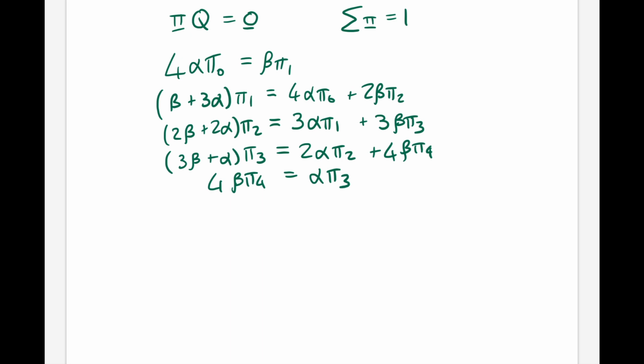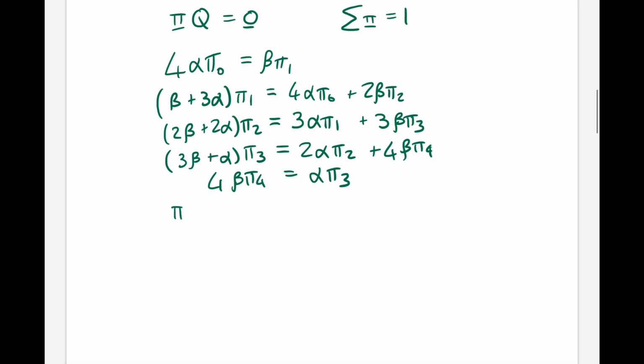We also want to remember that pi 0 plus pi 1 plus pi 2 plus pi 3 plus pi 4 is equal to 1.